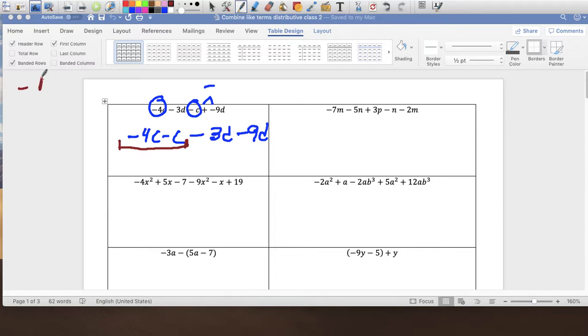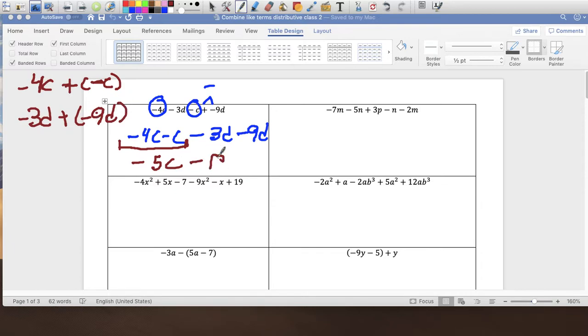And if you change that to an addition problem, it's negative 4c plus negative c. So here you get negative 5c, right? Because they're both negatives. And then negative 3d minus 9d. Again, if you want to, you should change it: negative 3d plus negative 9d. Again, they're both negatives, and you get negative 12d.